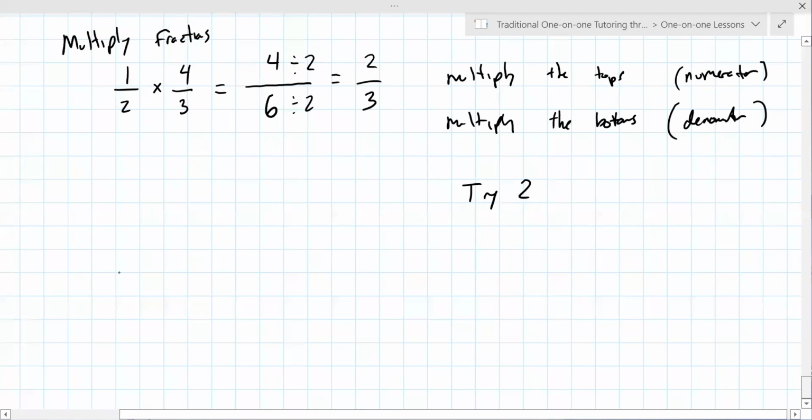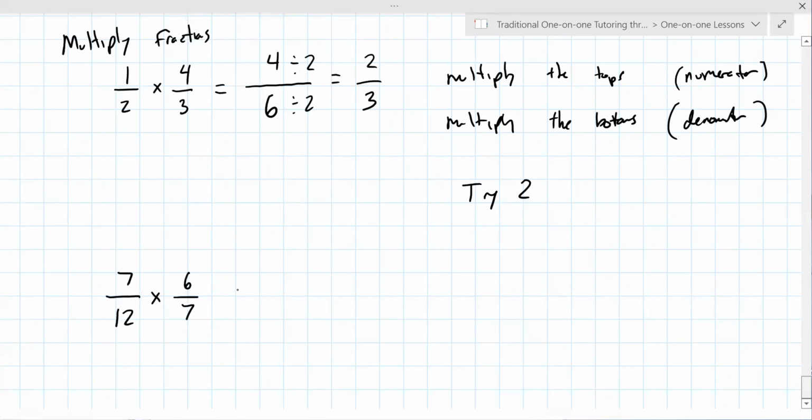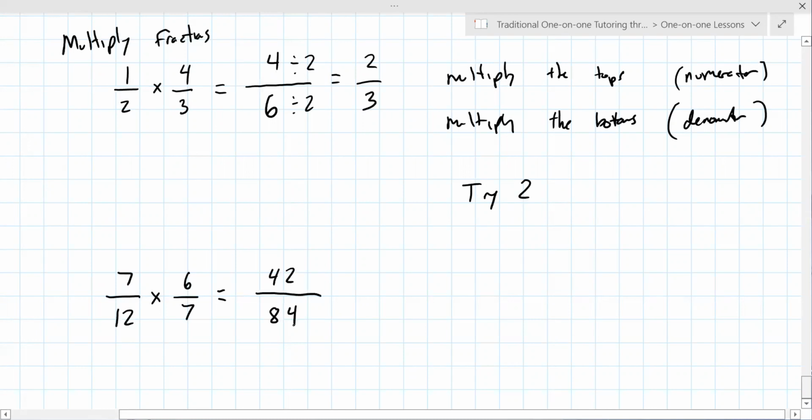So here's another one. How about 7/12 times 6/7? You multiply the tops: 42, and then over 84. Yeah, and I want to give you that because I really want to emphasize the reducing here. So try 2. Does 2 work for both? Yeah, it's 21 over 42.